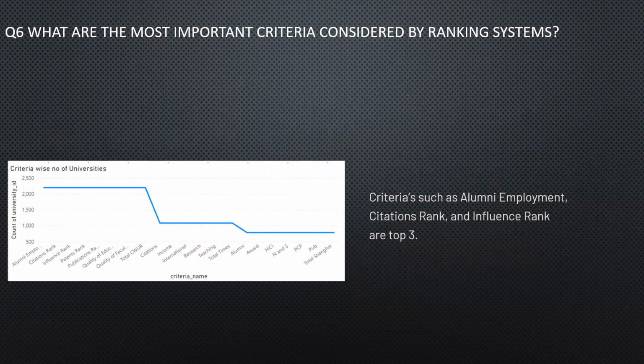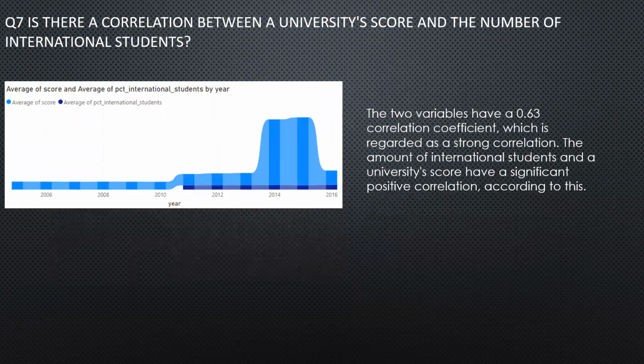And the next one is, is there a correlation between a university score and the number of international students? So there's a ribbon chart in this plot. We have two ribbons, one is average score and one is average percent of international students. As we can see in the graph, it looks like a strong positive relationship between a university score and the number of international students. Also, there is a huge increase in the average score when international students started to come into account.